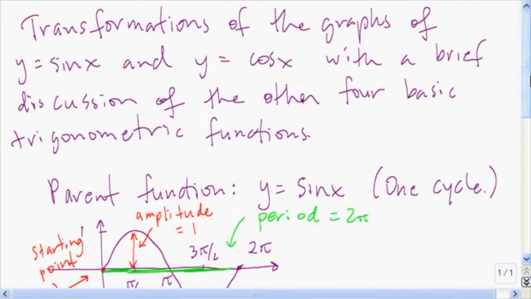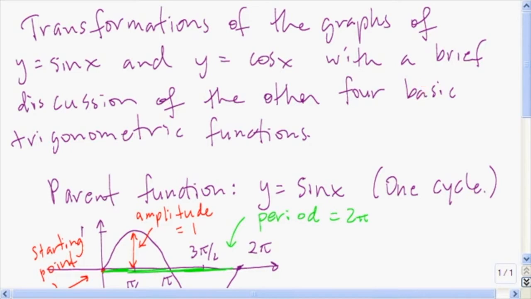Okay, in the next portion of the video, I'm going to talk about how to graph transformations of sine and cosine, following up on the Desmos demonstration, and then I'll do a brief discussion of some of the properties of the other 4 trig functions, so tangent of x, cotangent of x, secant of x, and cosecant of x.